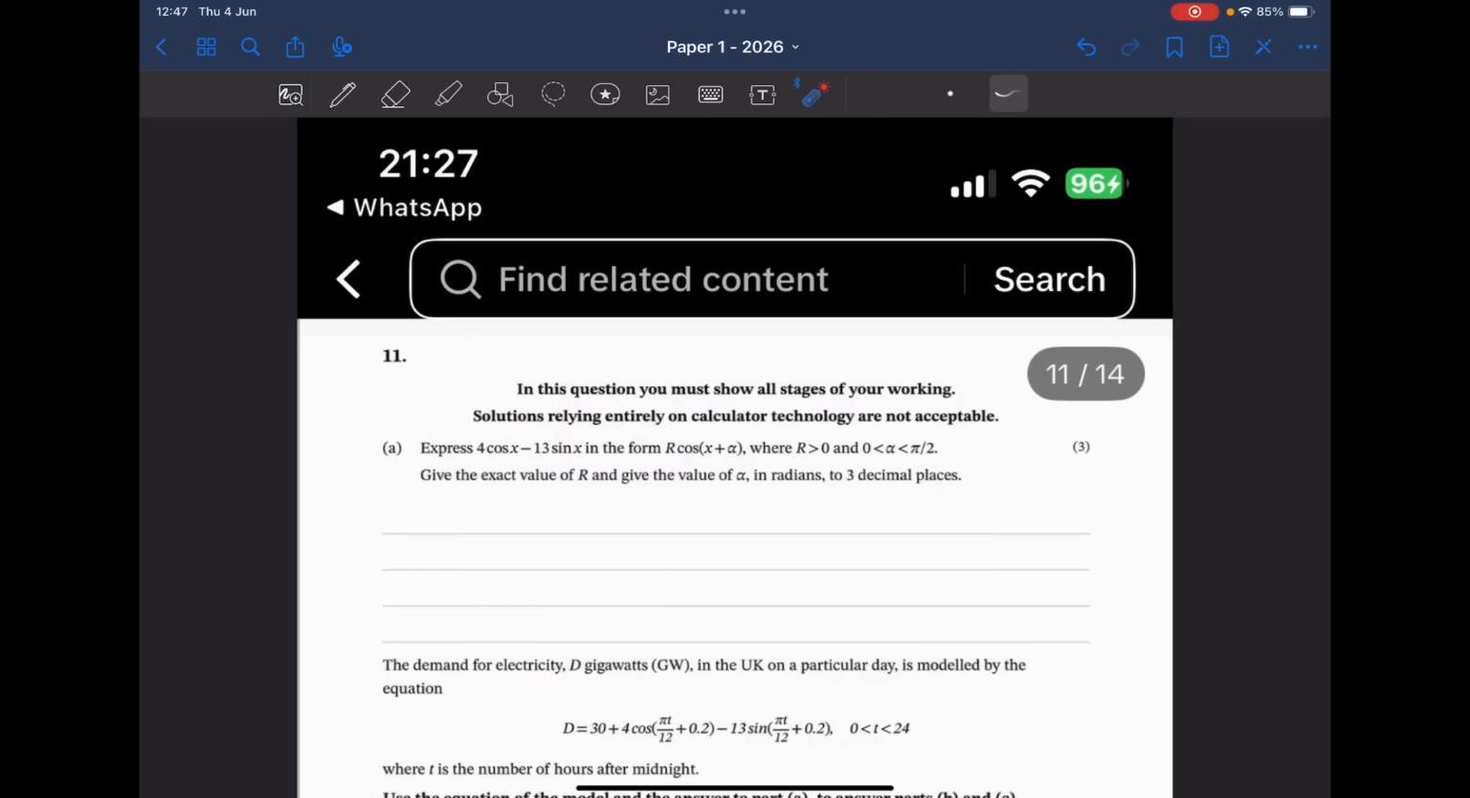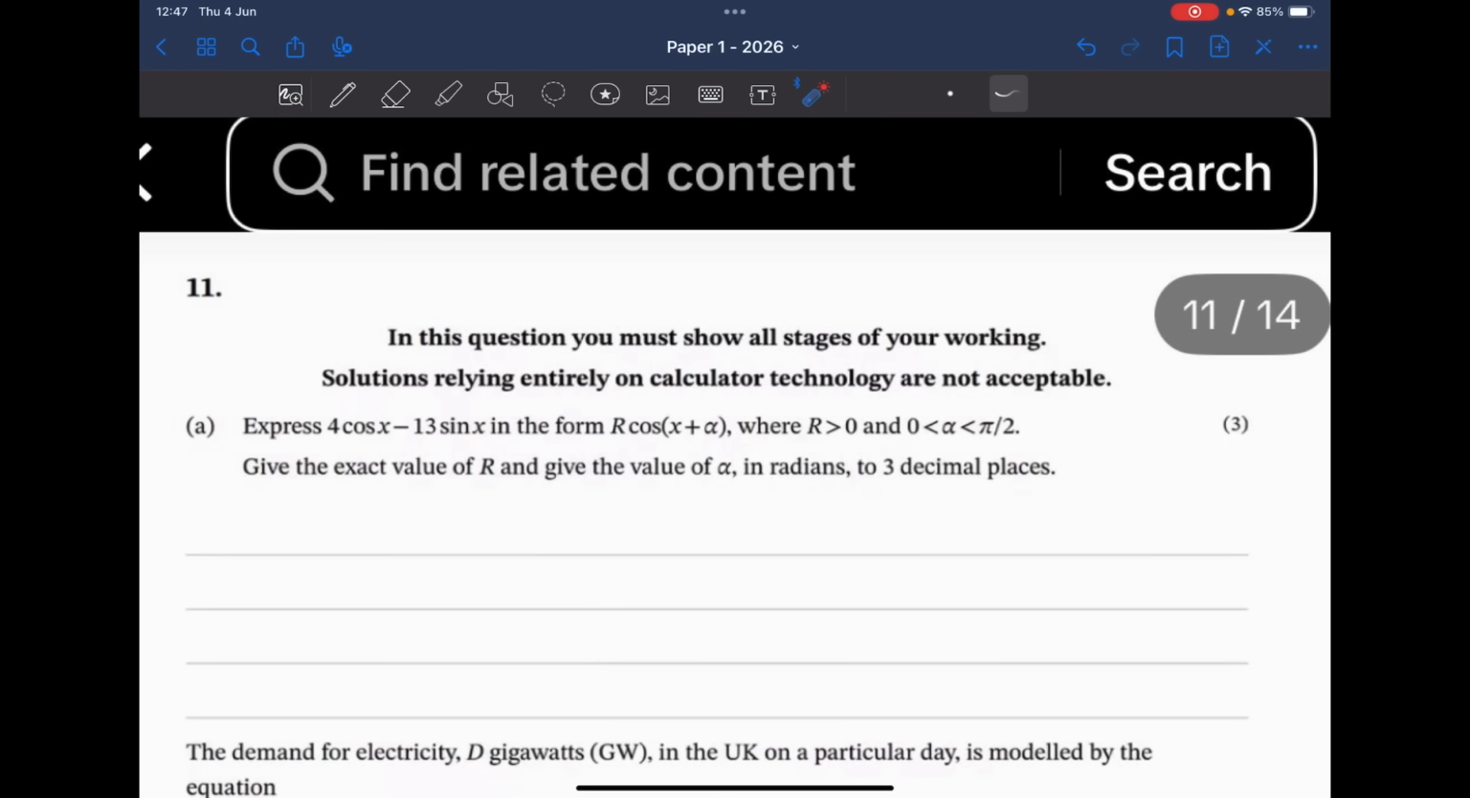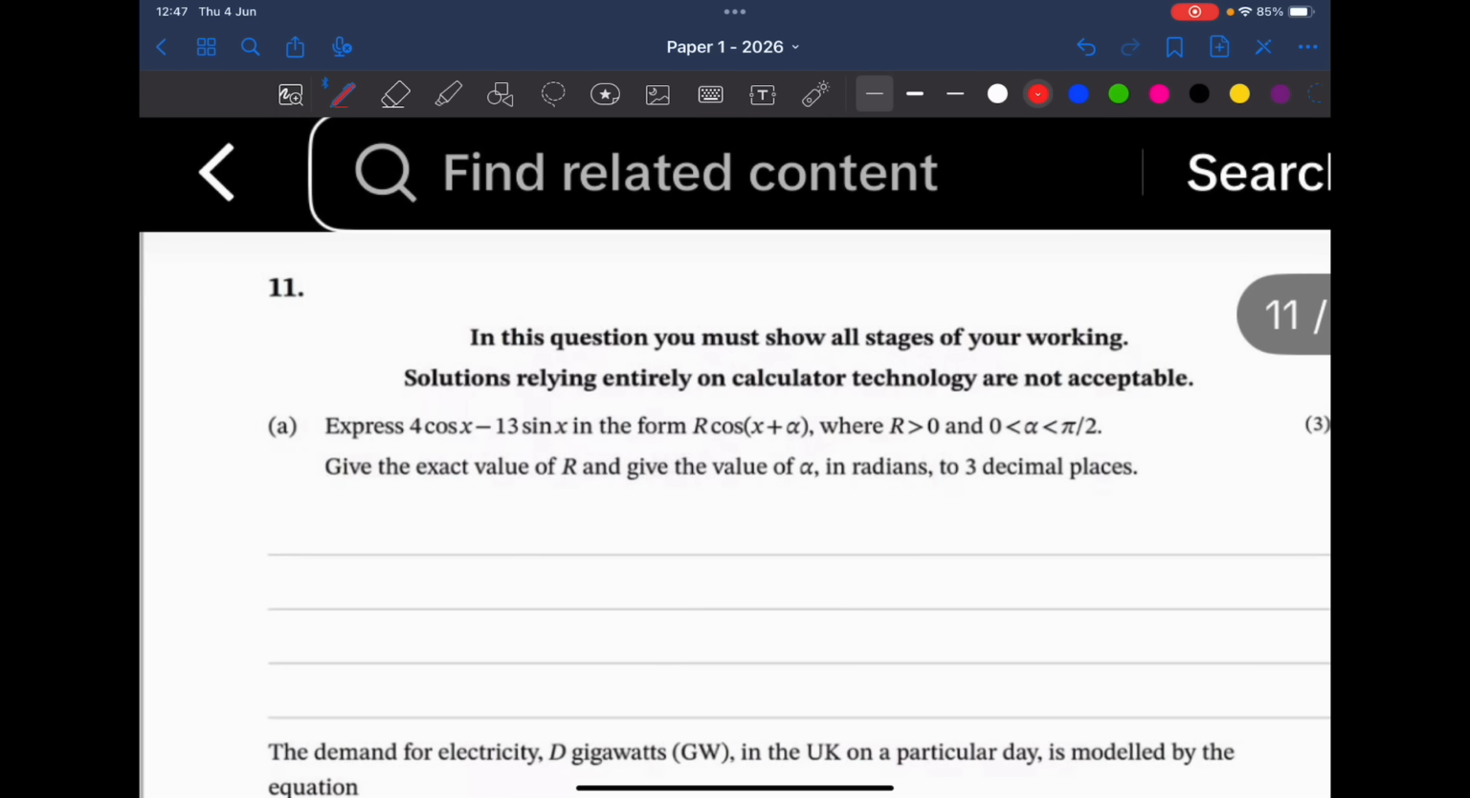Number 11 then, r cos(x + alpha) stuff. So what we can see, how do you expand that out? Well, cos(x + alpha) becomes cos x cos alpha minus sin x sin alpha. So the first term would be r cos x cos alpha. So this is like multiples of cos x. On the left-hand side, we were given just 4.